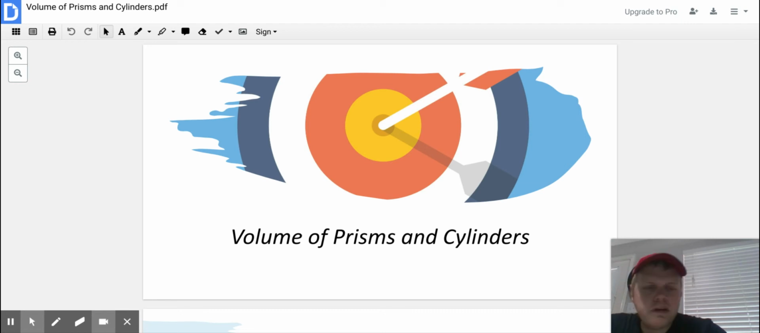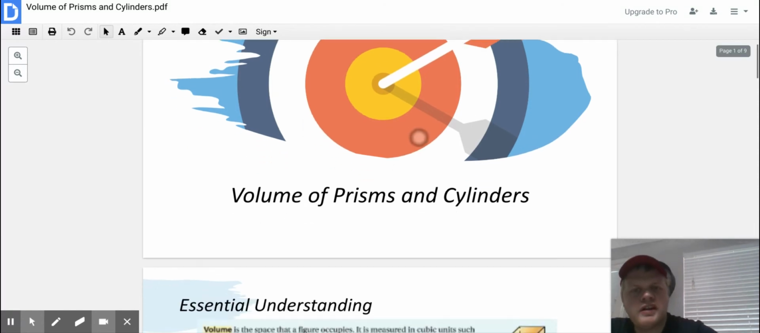All right, guys, this is going to be our first lesson in this new part that we're learning. Last section, we covered surface area. Now we're going to move on to volume. This whole part that we're going to be testing over is over volume, and the first part is going to be over volume of prisms and cylinders. So let's get into our essential understanding first.